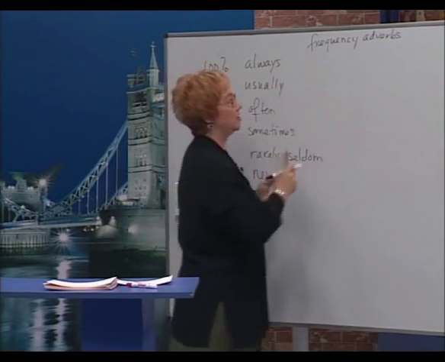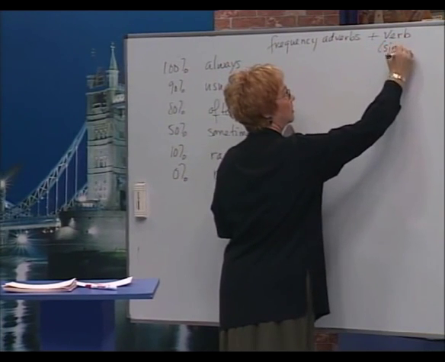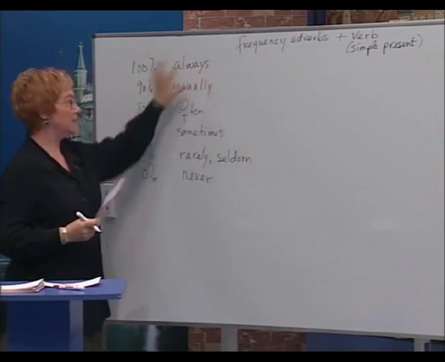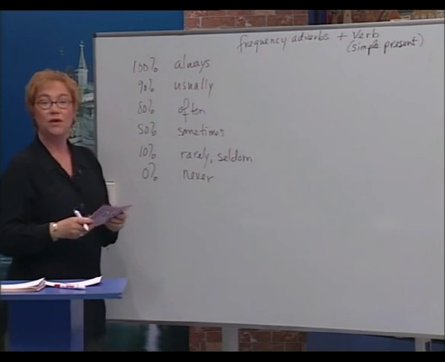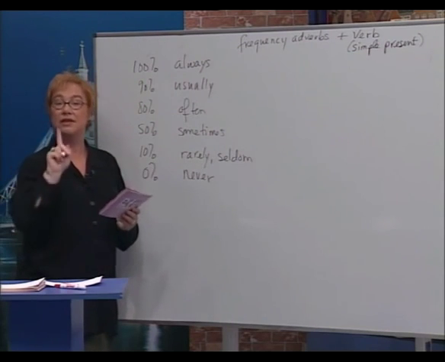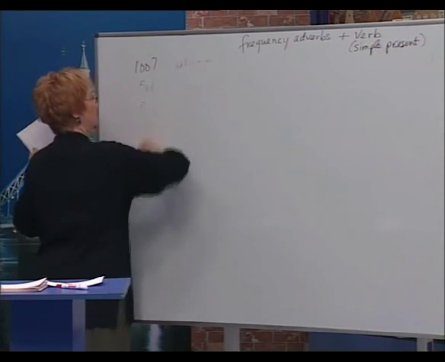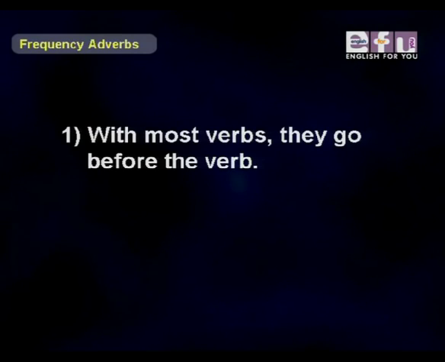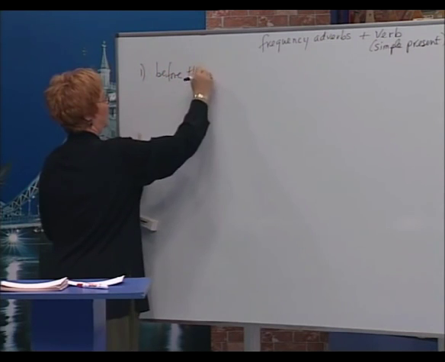So these give information to a verb, usually in the simple present. Okay? So these words go with a verb. Now, they go in two places in a sentence. So let's talk about the first one. It's very important to see where they go. In the first one, with most verbs, they go before the verb.